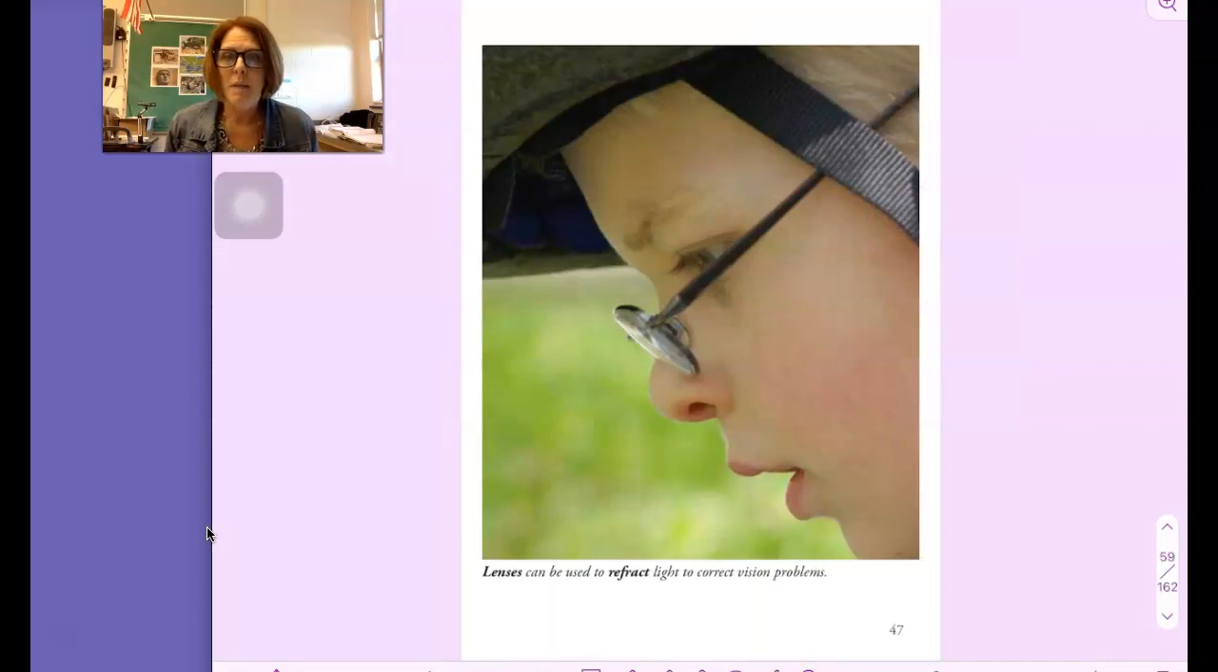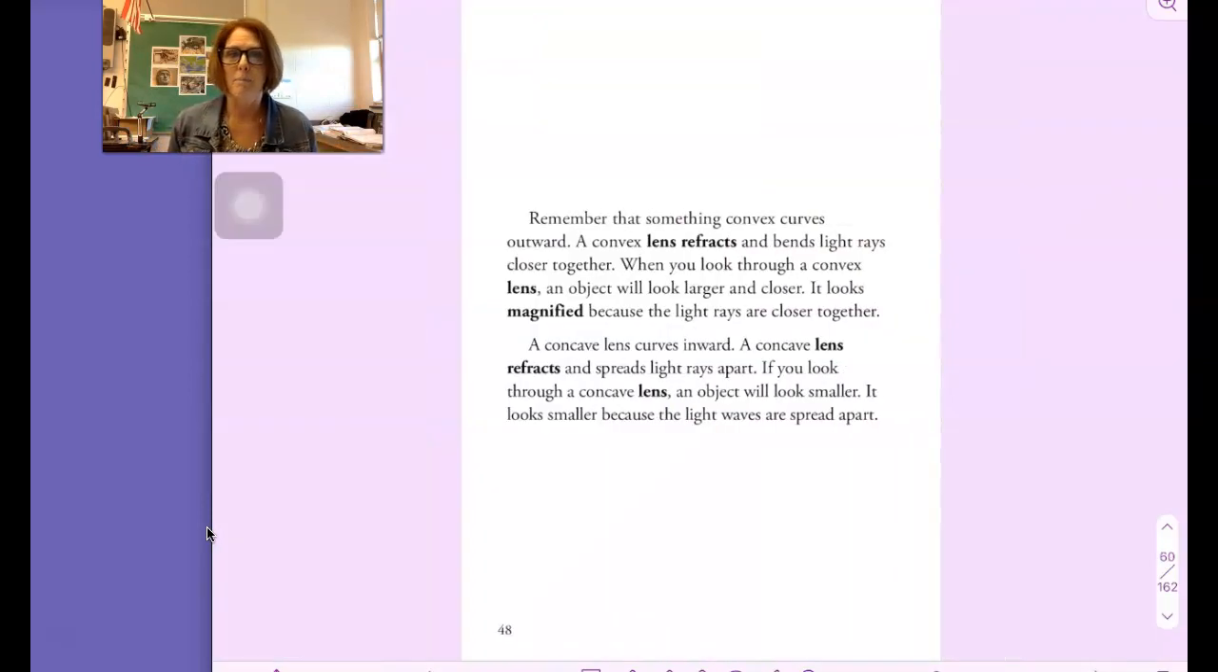So there we go. Lenses can be used to refract light to correct vision problems. So it's changing the angle of the way the light hits your eye. Remember that something convex curves outward. A convex lens refracts and bends light rays closer together. When you look through a convex lens, an object will look larger and closer. It looks magnified because the light rays are closer together.